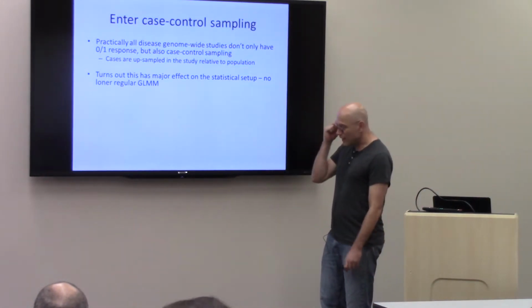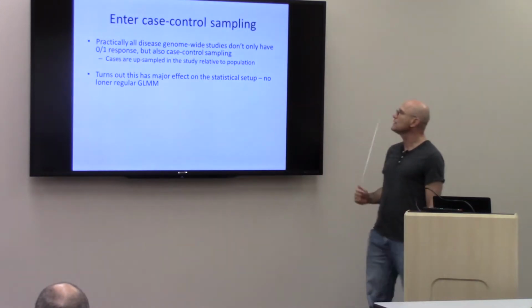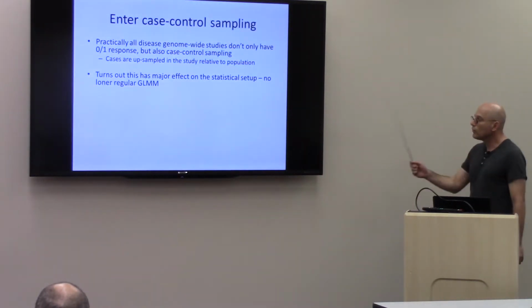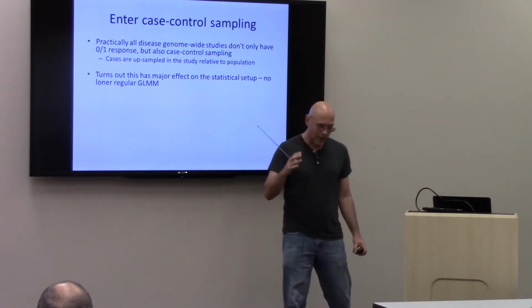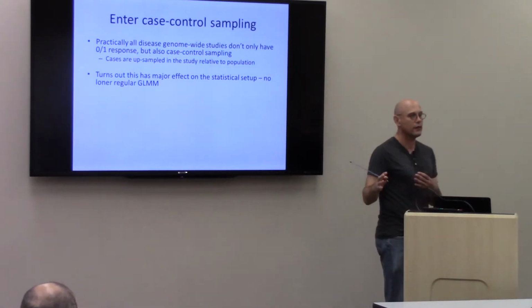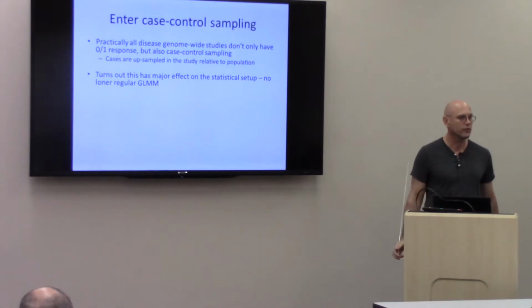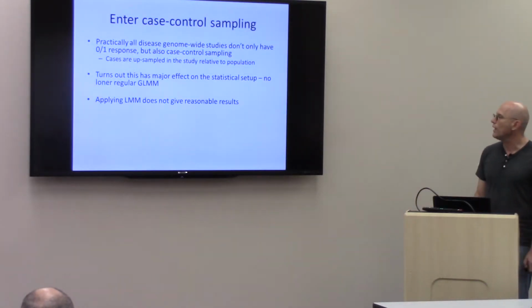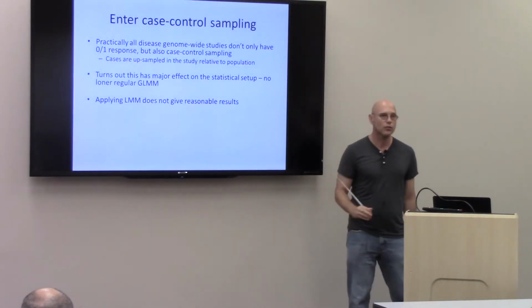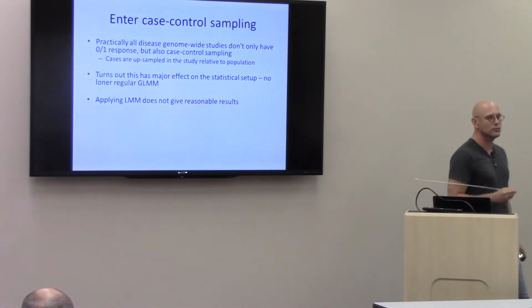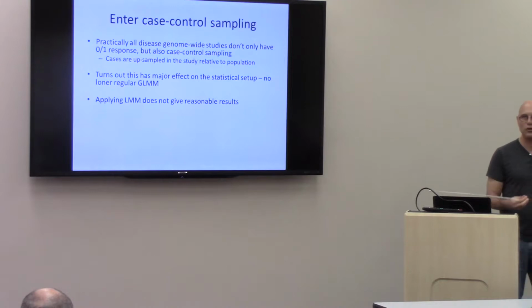And this is really a huge deal from a statistical perspective, because we can no longer assume our regular GLMM, which basically only asks what's the distribution of y given our explanatory variables. And I'll show you why. I also argue that at least for some of these things, trying to apply LMM no longer gives valid results, even in simulation.